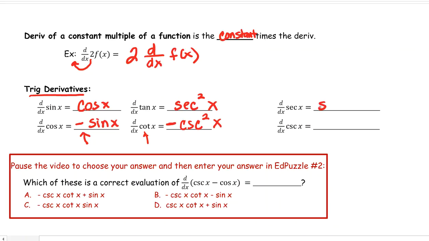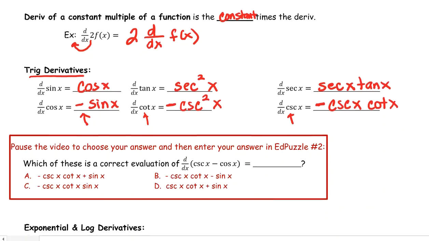Secant and cosecant might be the toughest for students to remember because they are products. The derivative of secant is secant times tangent. So the derivative of cosecant, likewise, is cosecant times cotangent. And you'll remember that it starts with a co, so it has to have an opposite in front of its derivative. So start working on your memory there.